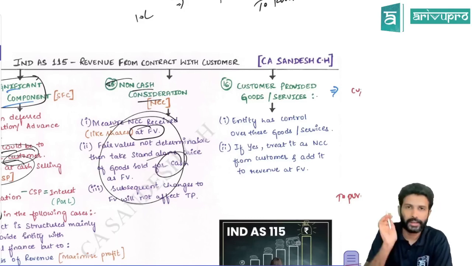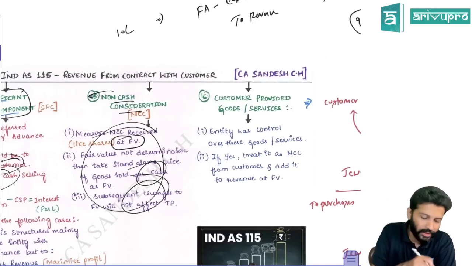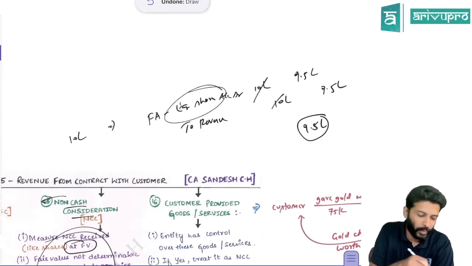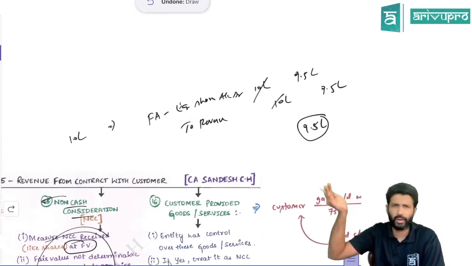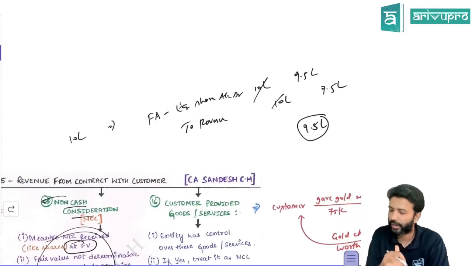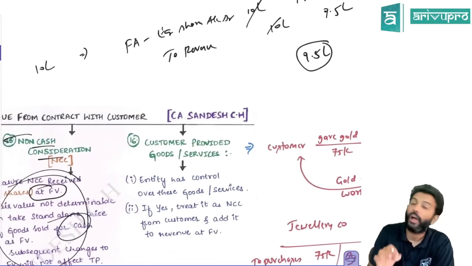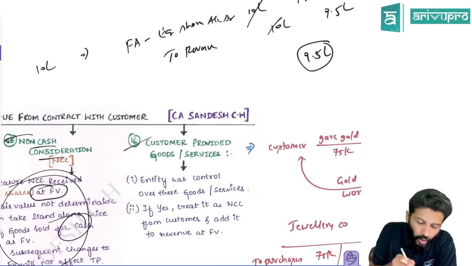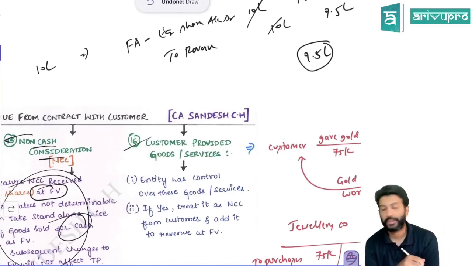Okay, subsequent changes to fair value will not affect the transaction price, because if you have received equity shares, subsequently its price will go on moving up and down. So that will not affect your revenue recognition. Whatever revenue recognition you've already done will stay as it is. Okay, that is one. Next one is customer-provided goods or services.